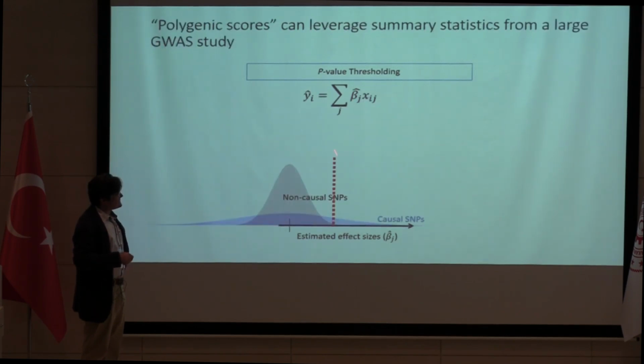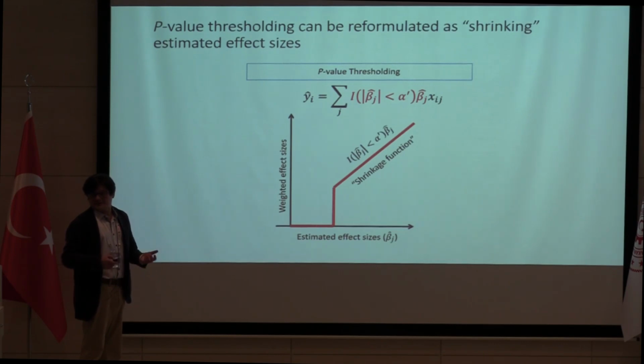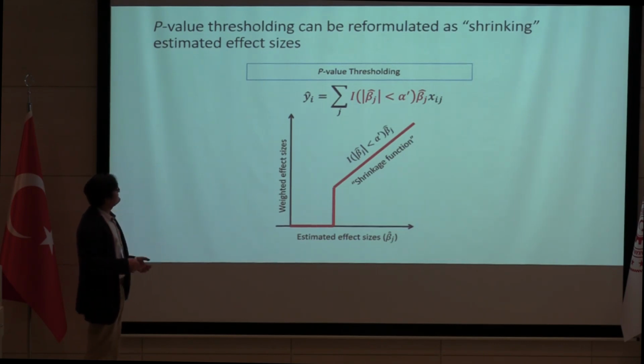I can just cut the noise away and say I'm only taking larger effect variance. And I can say, okay, so I just produce weight for each variant as a function of estimated effect size. And if I cut some variance to 0, this is how my function looks like. It's probably not an ideal function. It's somewhat okay, but it's not ideal. And this is p-value thresholding.